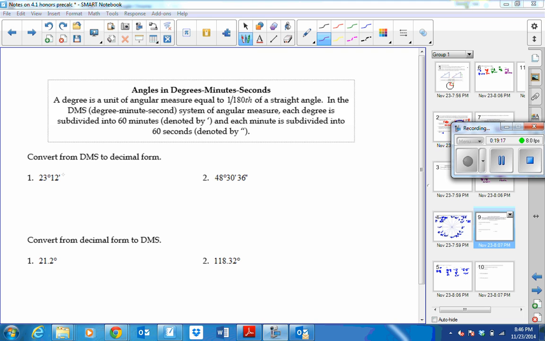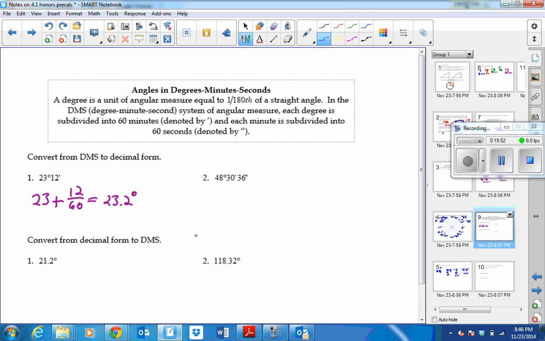So if I read this, this is 23 degrees and 12 minutes. That single little apostrophe up here means minutes. If we have 2 of them, then that's talking about seconds. So to change this into a decimal, we're going to say this is 23 plus, there's 60 minutes in a degree, so plus 12 over 60, and 12 over 60 is 0.2, so this would be 23.2 degrees.